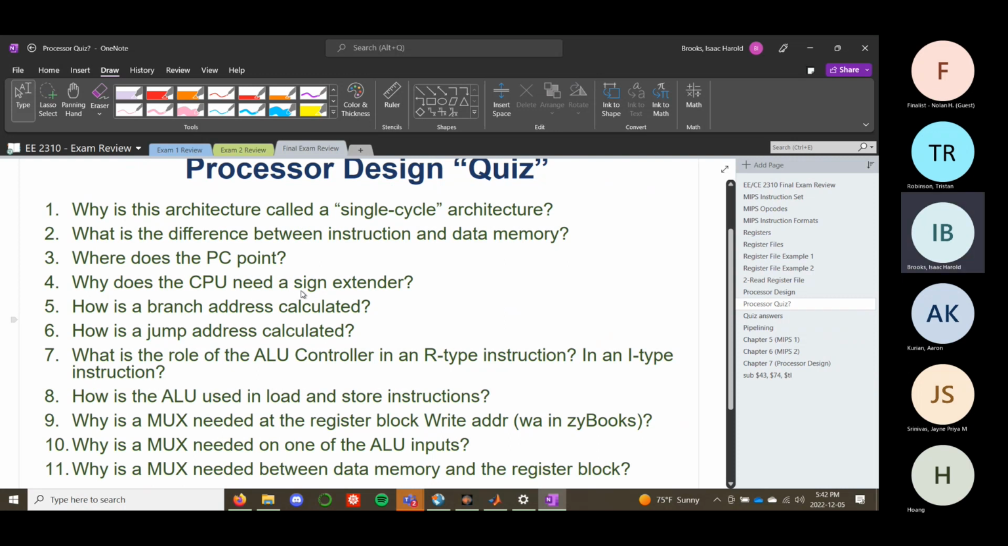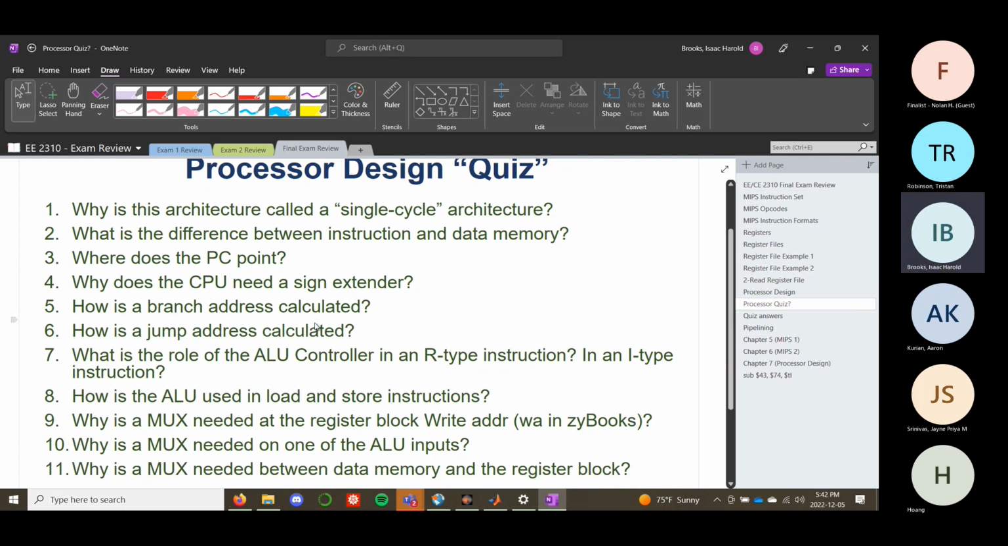Why does the CPU need a sign extender? That's so that we can have things like 16-bit immediates being added or subtracted with the contents of registers or memory, which are 32 bits. So you need to make sure that everything can fit on the same wires.